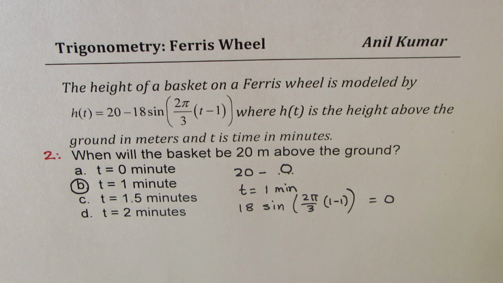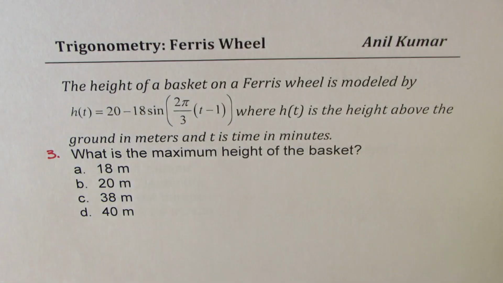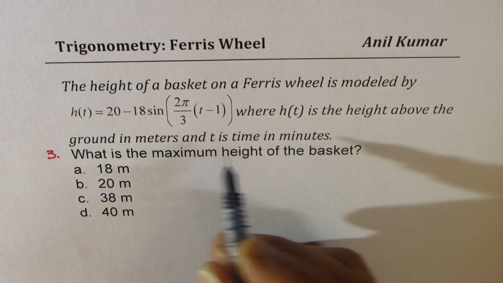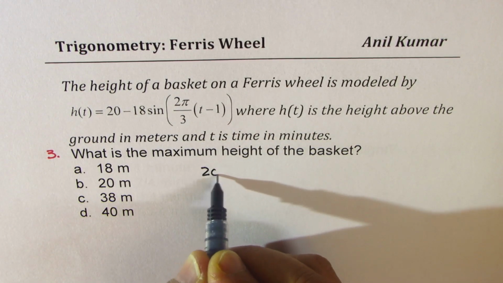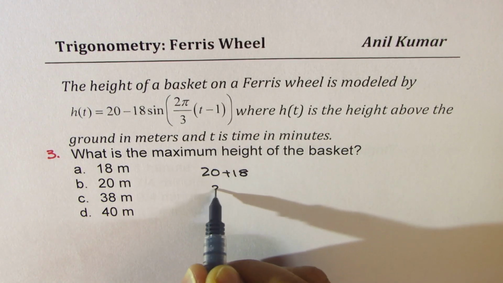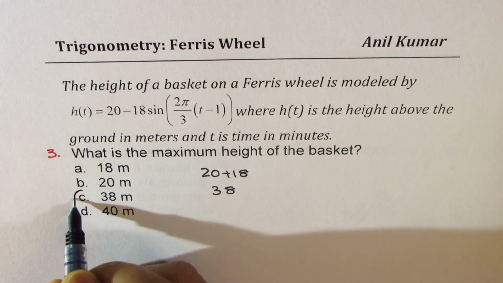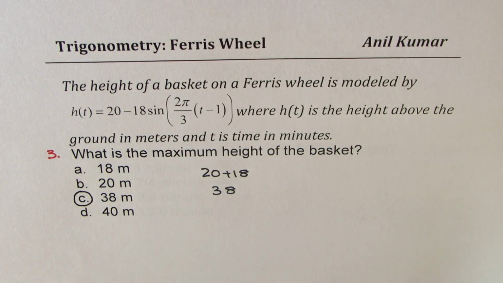Now let's look into the third question, which is what is the maximum height of the basket? So it is 20 plus 18, right? Which is 38. And we have also done it in the sketch. We know the maximum is 38.